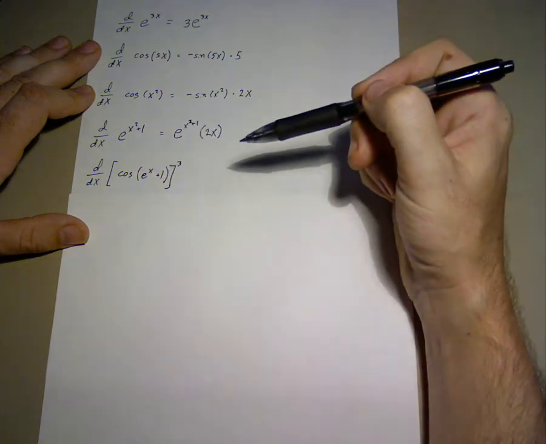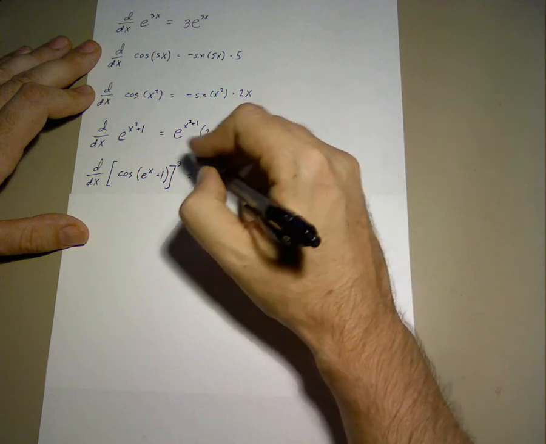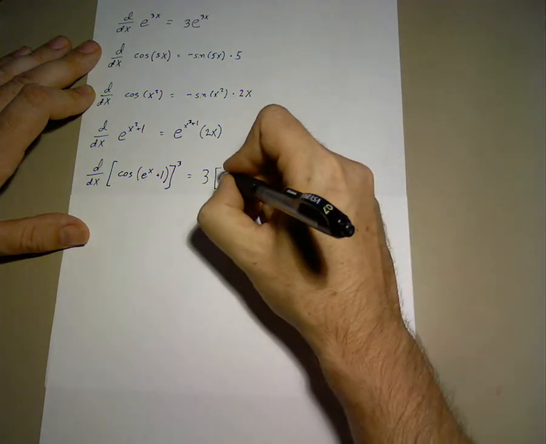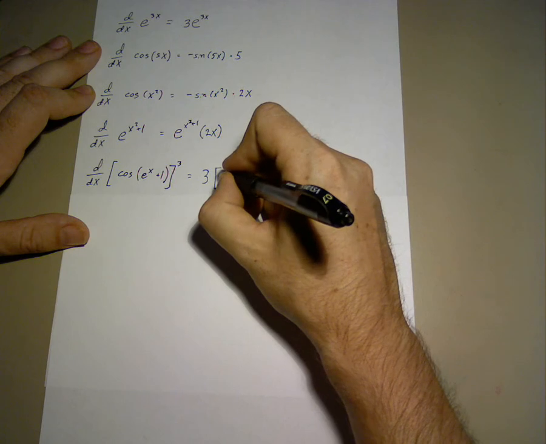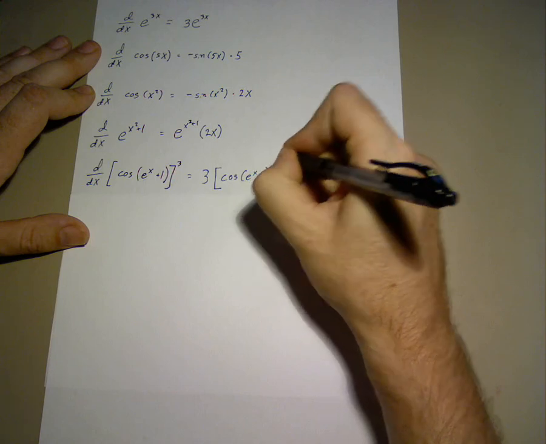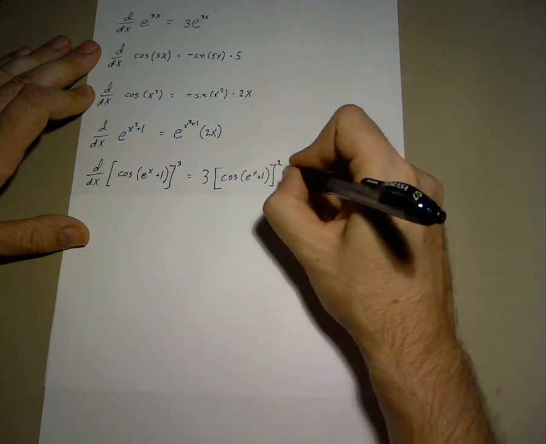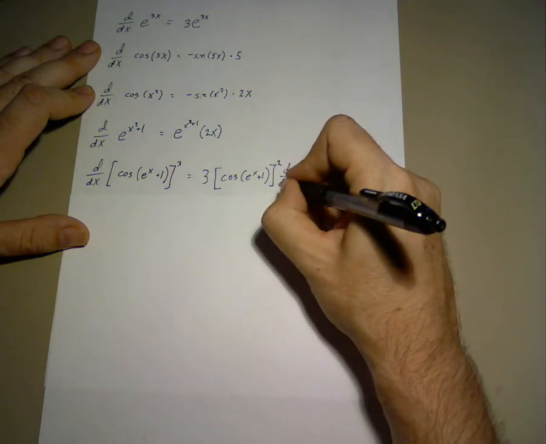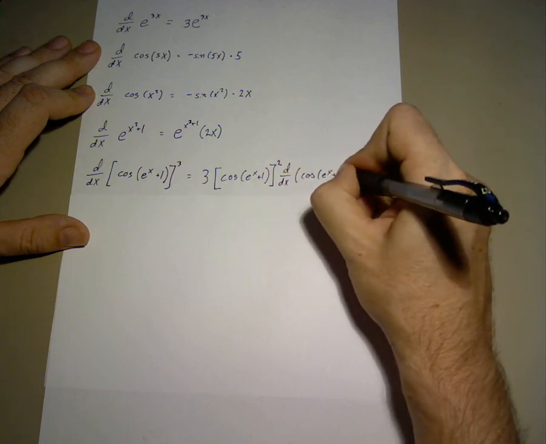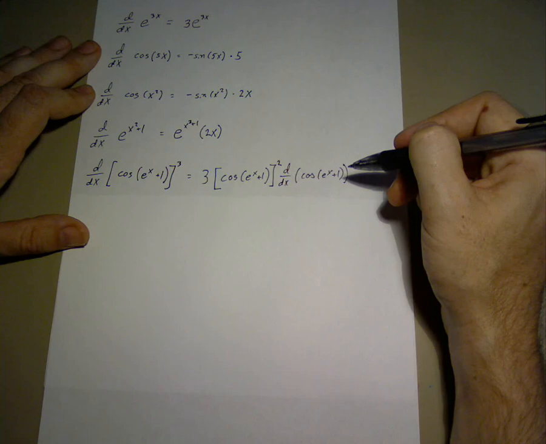the chain rule. If you take the derivative of this, first we'll take the derivative of a power, which leaves us 3 with what's in the brackets, which is cosine e to the x plus 1, close bracket, squared, times the derivative of cosine e to the x plus 1. So we need to apply the chain rule again.